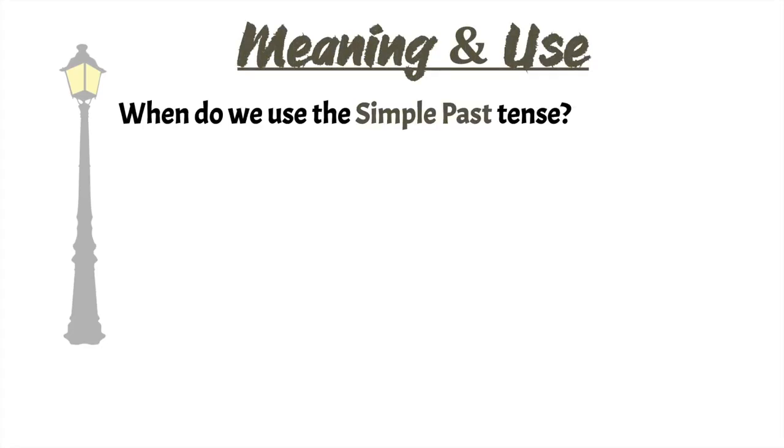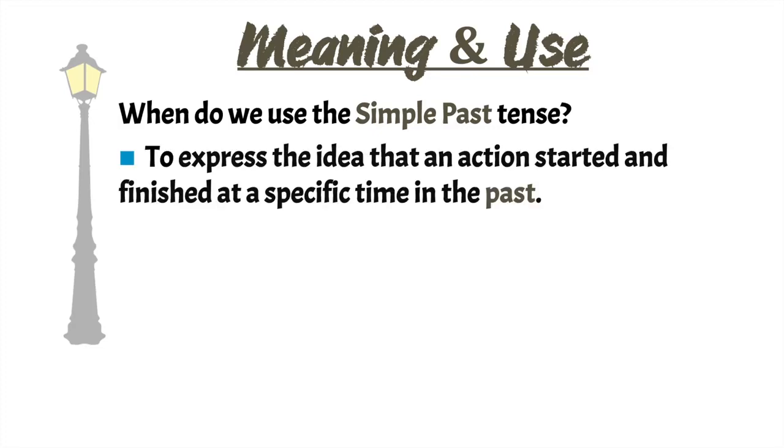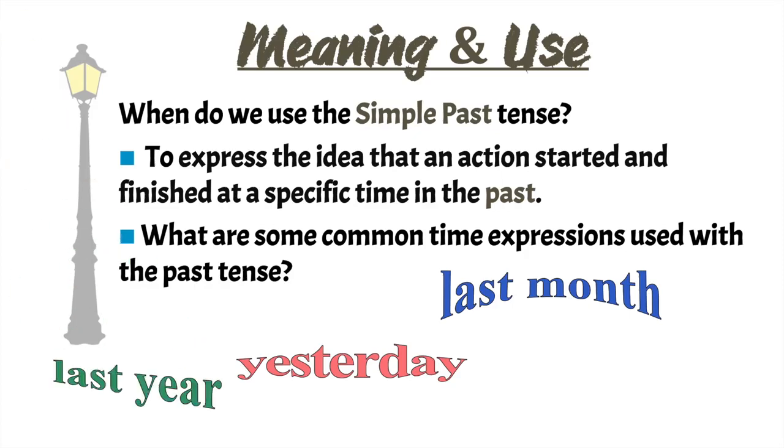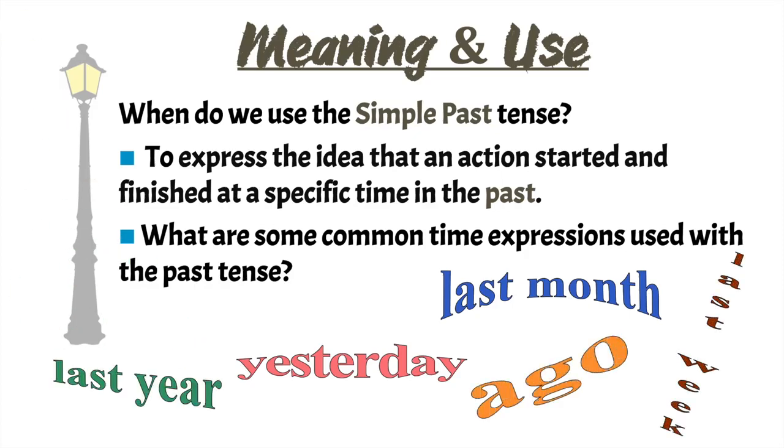Okay, so meaning and use. When do we use the simple past or the past simple tense? To express the idea that an action started and finished at a specific time in the past. What are some common time expressions used with the past tense? So yesterday, okay, last month, last year, last week, ago, a minute ago, in 1980, for example. There are many others. So time expressions and adverbs of time.